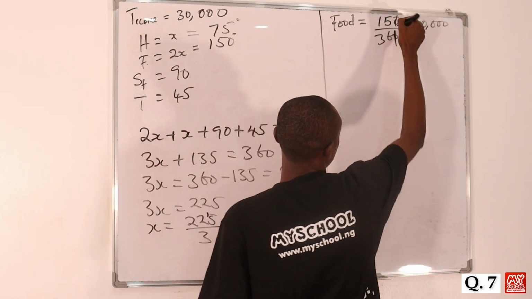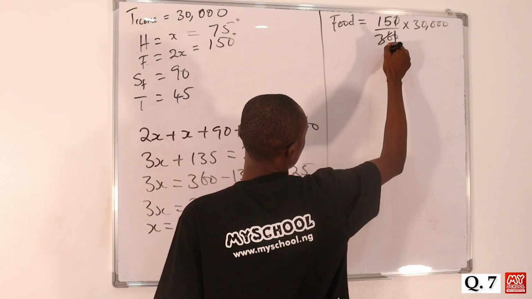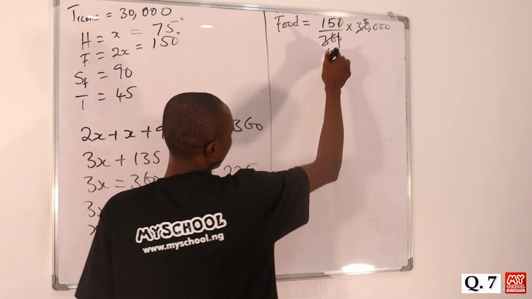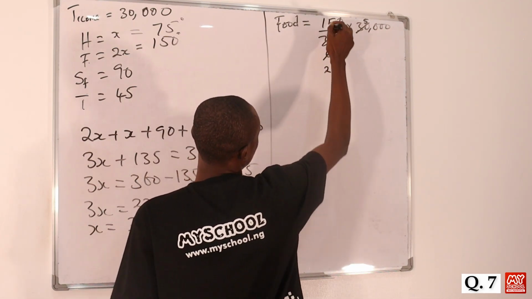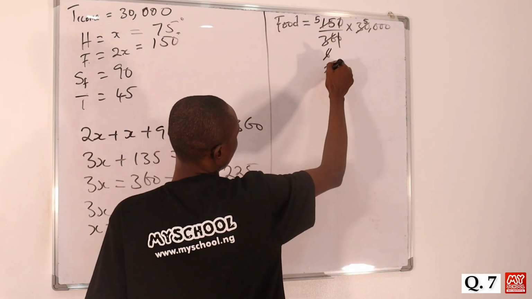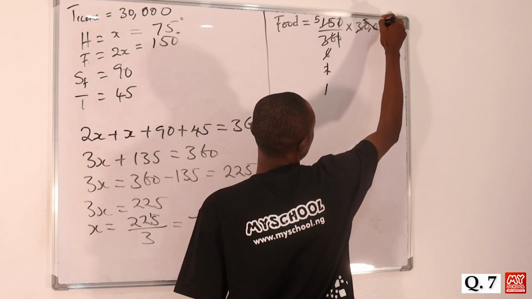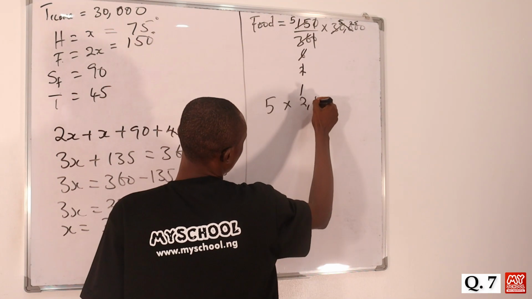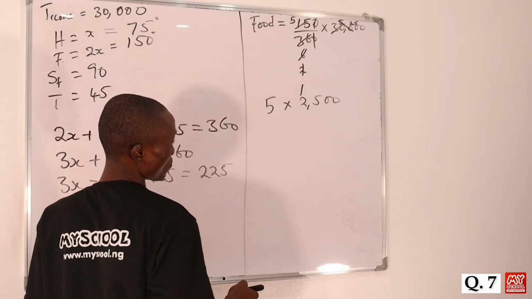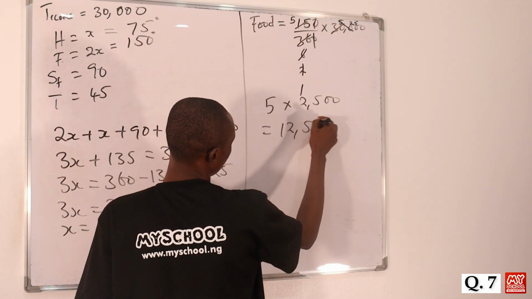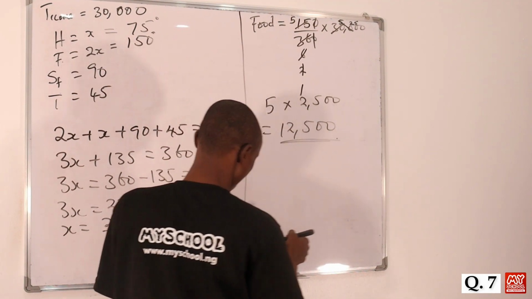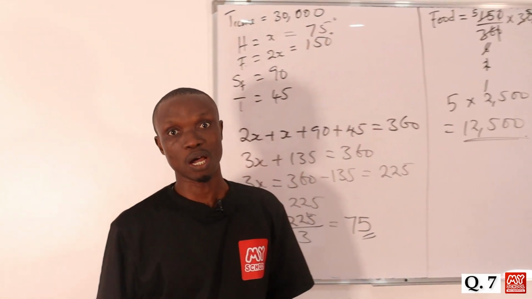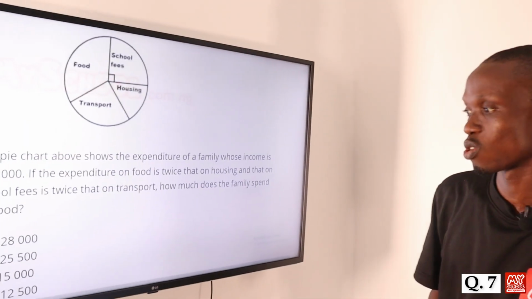So we take out the 0 here, 6 here will be equal to 6, and 6 here will be equal to 5, so we still have 5,000 at the top there. Then 3 here will be 2, 3 here is 5, 2 here is 1, then 2 into 50 is 25. So we still have 5 times 2,500, and 5 times 2,500 will be equal to 12,500. So the expenditure on food is equal to 12,500 naira.